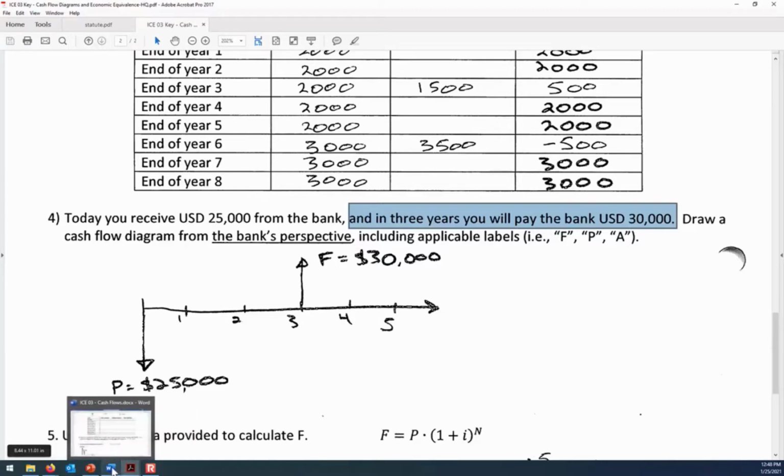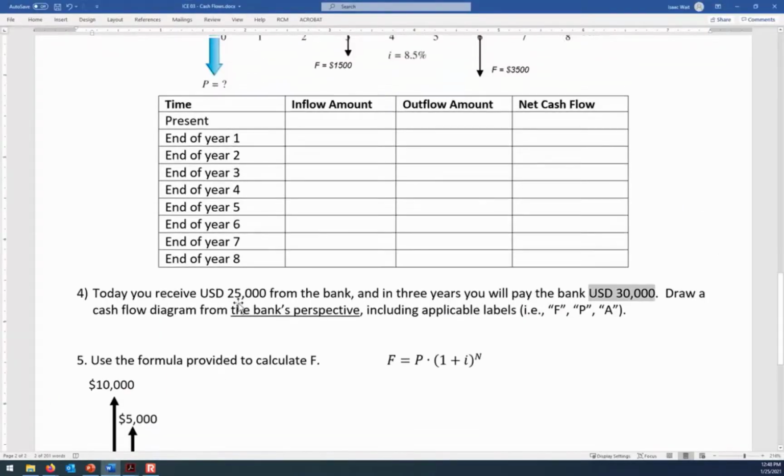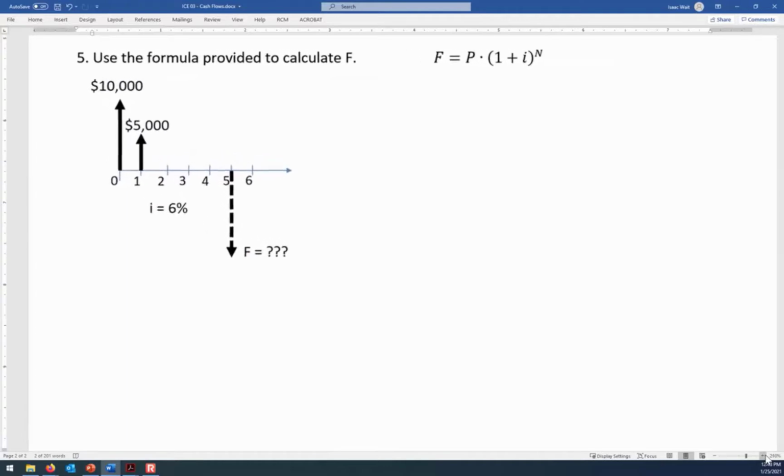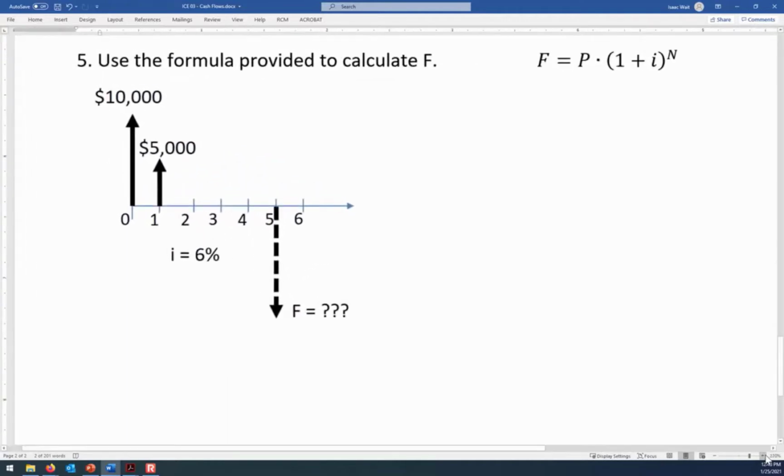You will. All right, now what about this fifth one, where I didn't even tell you what's going on? I just threw a formula at you, and I said calculate F. Okay, so let's take a look at what we know. I is 6%. We've got a lump sum amount of 10,000 at time 0, and a lump sum of 5,000 at time 1.